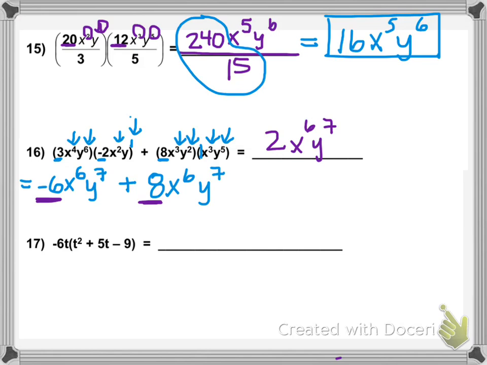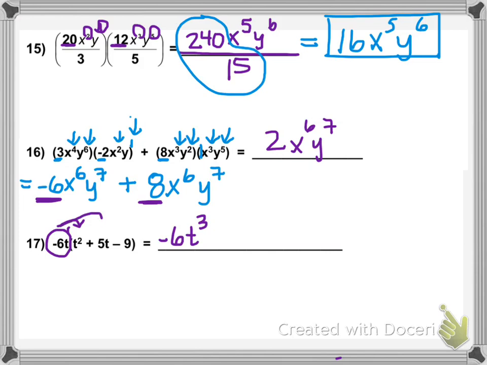Okay, let's first do, and I'm going to circle, negative 6t times t squared. So t squared has a coefficient of 1. Remember, we're multiplying, so we're going to multiply our coefficients. Negative 6 times 1 is just negative 6. Now we're going to look at our variable, which is t, and we're going to add those exponents. The t on negative 6t has an exponent of 1, and then the t squared has an exponent of 2. 1 plus 2 is 3. So there's the first one.